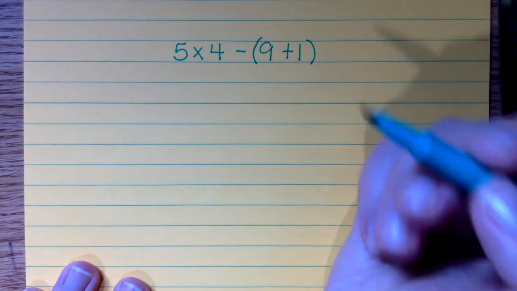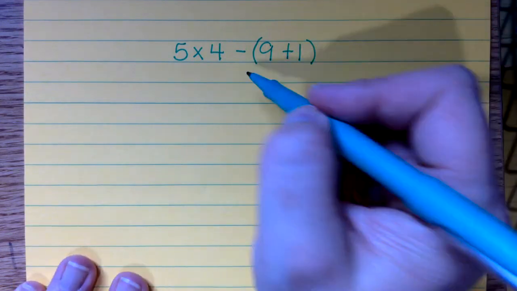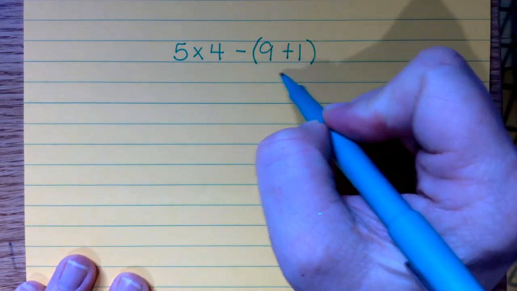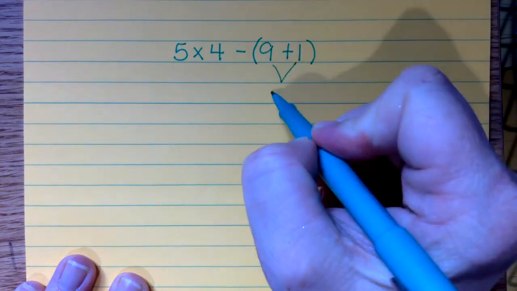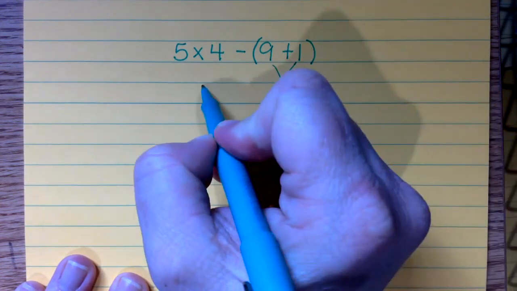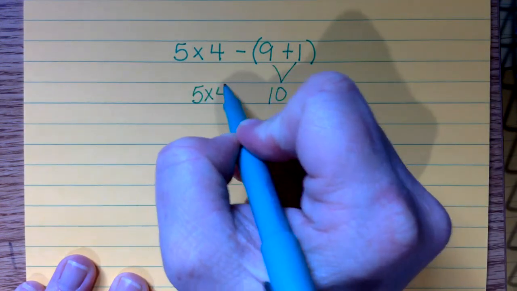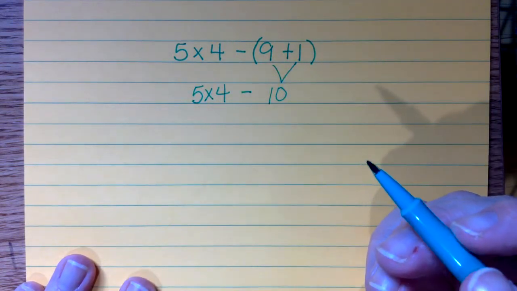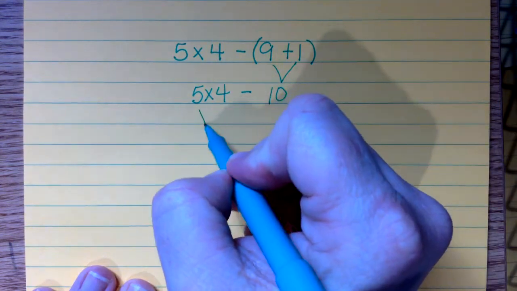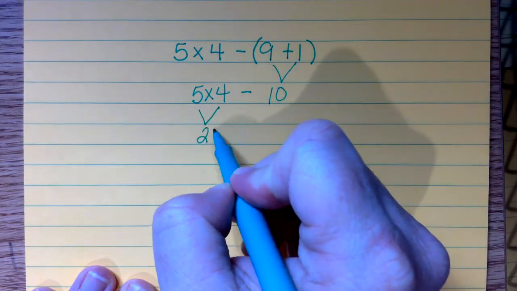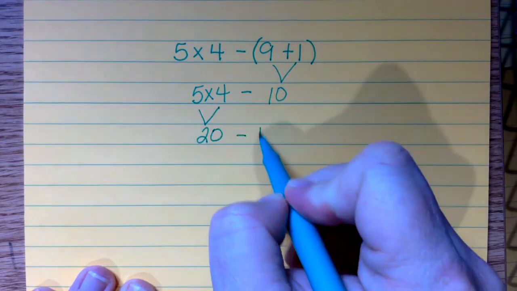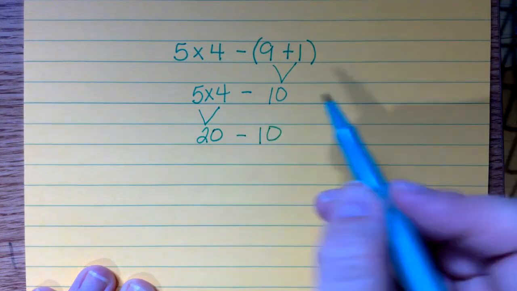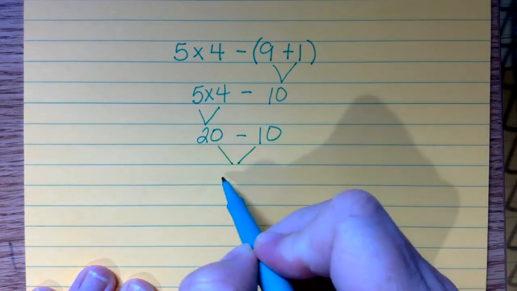All right, so we're going to start off with our parentheses. 9 plus 1 is 10. So we have 5 times 4 minus 10. Now we're going to do our multiplication from left to right. 5 times 4 is 20 minus 10. And 20 minus 10 is 10.